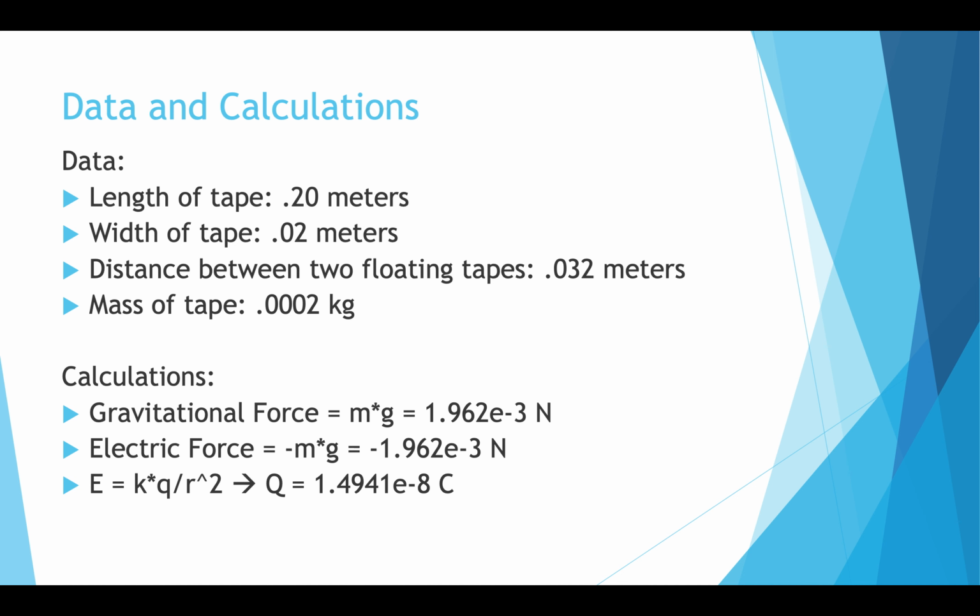The data in this lab, which once again comes from the previous lab, is that the length of the tape was 0.2 meters, width was 0.02 meters, the distance between the two flowing tapes was 0.03 meters, and the mass of the tape was 0.0002 kilograms. The gravitational force, which is mass times gravity, is 1.96 times 10 to the negative 3 newtons. The electric force is the same value but negative, as it's negative mass times gravity. And the big Q, the source charge, which is derived from the electric field equation, gives us 1.49 times 10 to the negative 8 coulombs.